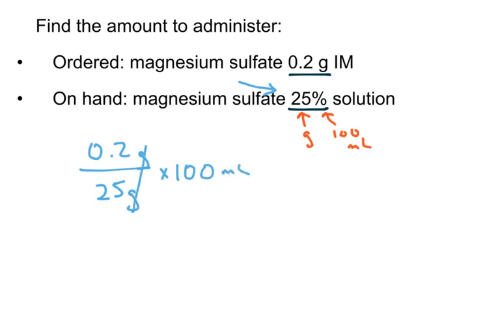You're going to cancel out the grams. So 0.2 divided by 25 times 100 gives you 0.8 milliliters. Okay?